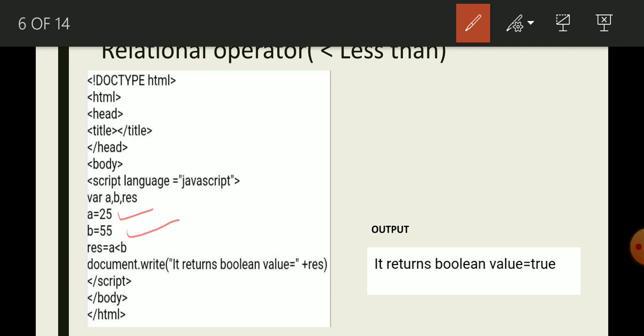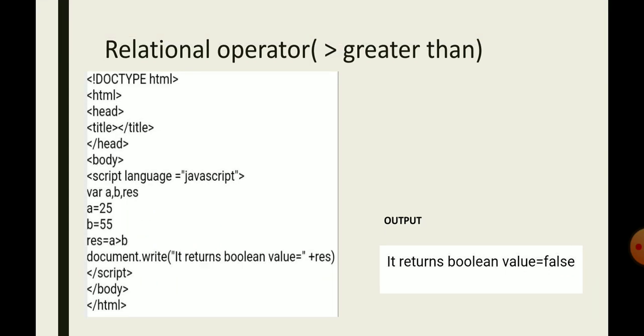And here we will check whether A is less than B or not. So 25 is less than 55. This condition is true. So RES variable holds boolean value true. And using document.write statement, you can see it in the output. If here A is not less than B, then instead of true, it returns false. Now we will see equal to operator.